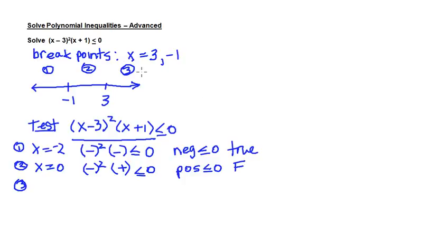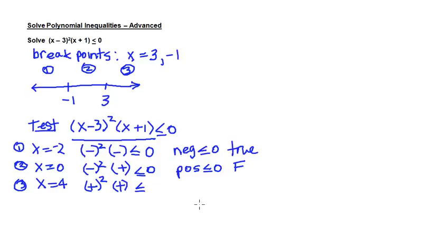Next, we move on to region 3, choosing a point that's greater than 3. We could pick anything, x equal to 4 or 5. Again, we're primarily concerned with the signs, not the numerical values. So when I put in positive 4, 4 minus 3 is a positive 1, and I'll square that, and I multiply by 4 plus 1, which is a positive 5, so I'm multiplying by a positive number.